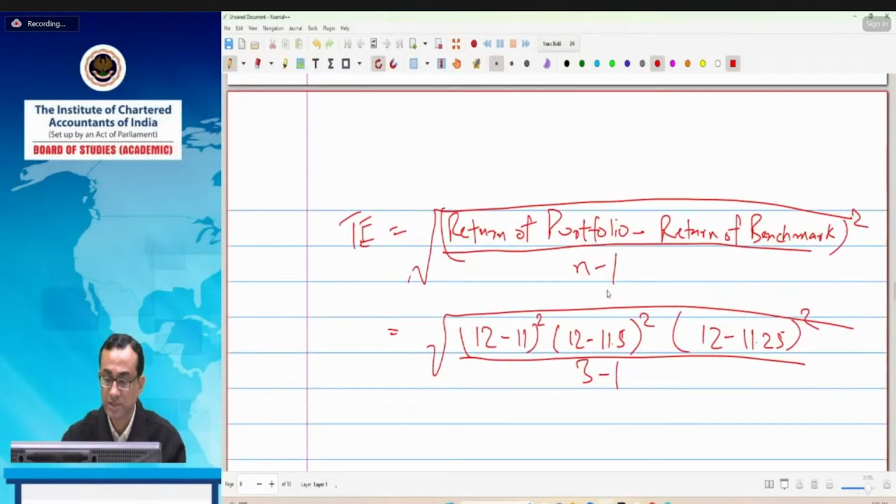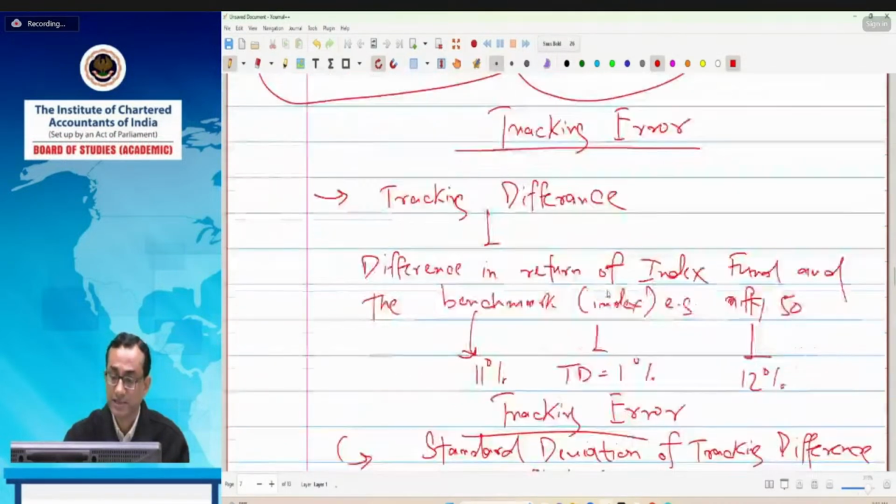So by this formula, if data of 3 years is taken, then the difference between 12 and 11, where 12 is the return of the Nifty and 11 is the return of a particular index fund, is taken for the first year, then for the second year, then for the third year. For these figures, the standard deviation is taken. That will be the tracking error. And as I said, the main reason for this tracking error is the expense ratio, because the return is given to the shareholder after deducting the expenses. That is why there is a difference between the return generated by the index fund and the return of the benchmark, that is the index.